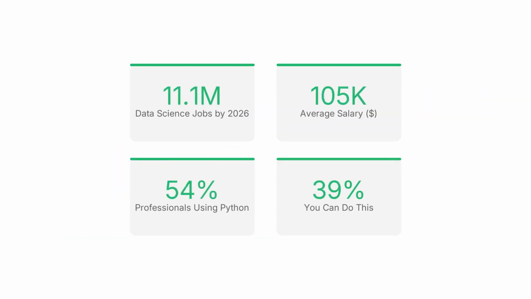Let's talk about the opportunity ahead. There are over 11 million data science jobs expected by 2026. The average data scientist salary is $124,000 per year. Python remains the number one tool used by 83% of data professionals. And the best part? You just proved you can do this. These aren't just statistics, they're your future possibilities.